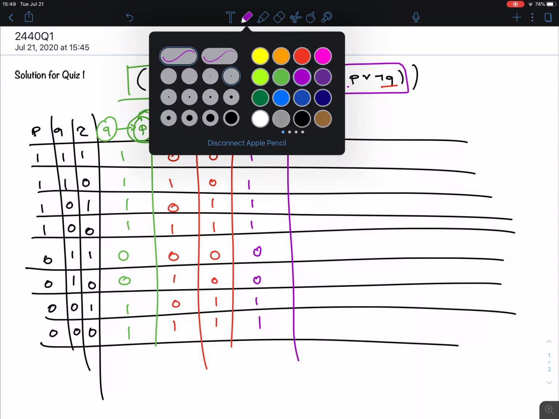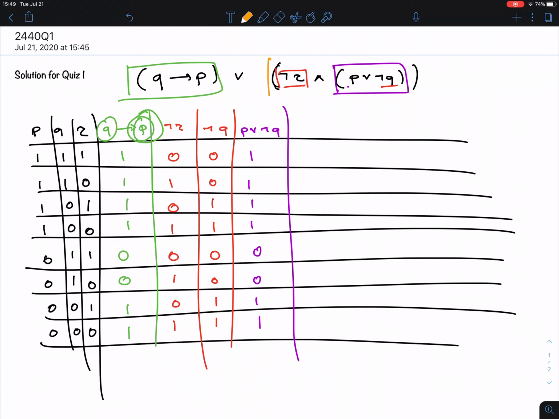Okay, so what is the next component? That is this whole guy, right? Now we have to combine this in an AND. So we're talking about this column and this column. And what we're looking for in an AND is where both are true, because then the AND will be true. Okay, so we're looking for ones in both, and this is here, for instance. So let me indicate this, otherwise I'm going to lose this. 1 here. So this is the not R and P or not Q.